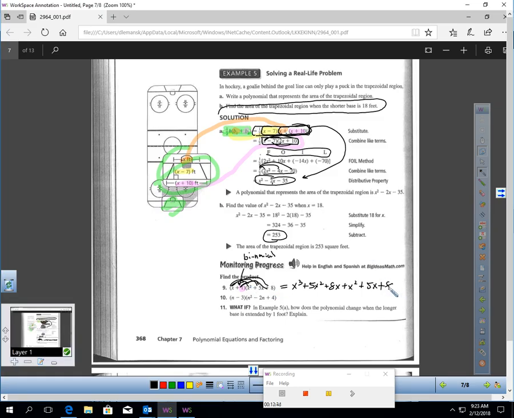And now let's combine our like terms. You notice how I have x squareds here and here, and I have x's here and here. So let me combine those. I have an x cubed. 5x squared plus 1x squared is 6x squared. 8x plus 5x is 13x. And then I have positive 8 at the end. There's my expression. I'm going to pause the video here. If you have questions, make sure you ask in class.